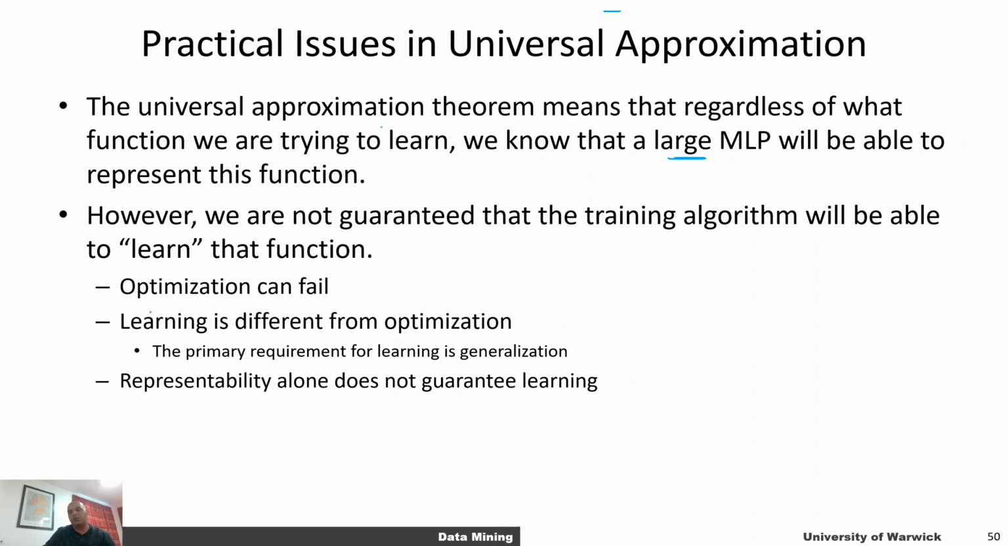The goal is to generalize to unseen examples. And representability, just being able to write a function as a single hidden layer function, does not guarantee learning. So representability and optimization are necessary conditions for learning, but they are not sufficient conditions. Okay, so that's really important to understand. And this is why, even though these neural networks can be very large and have a very good ability to approximate any function, they may still not be able to generalize.